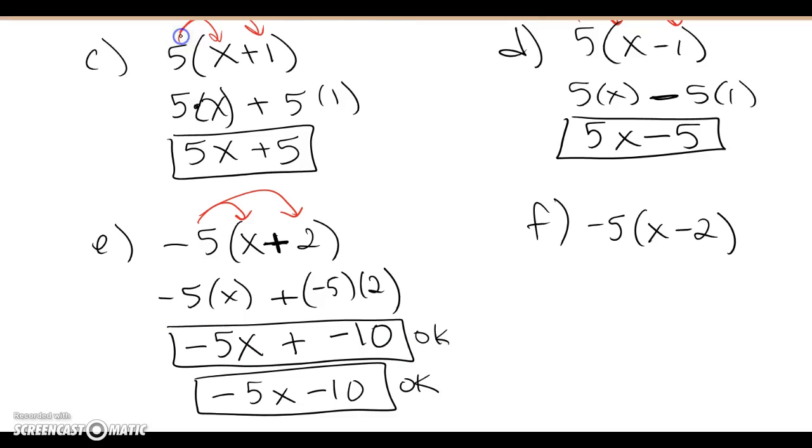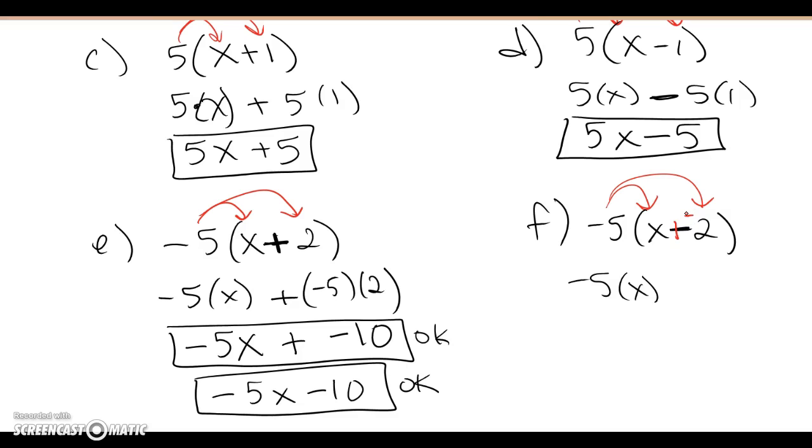Part F, let's distribute the negative 5 into both pieces. So we've got negative 5 times x. I can do a plus minus here since I can go straight to negative 5 times negative 2 is a positive 10. We could do that if you want. Or if this negative sign is confusing you, we can do the change business. So let's look at it both ways.